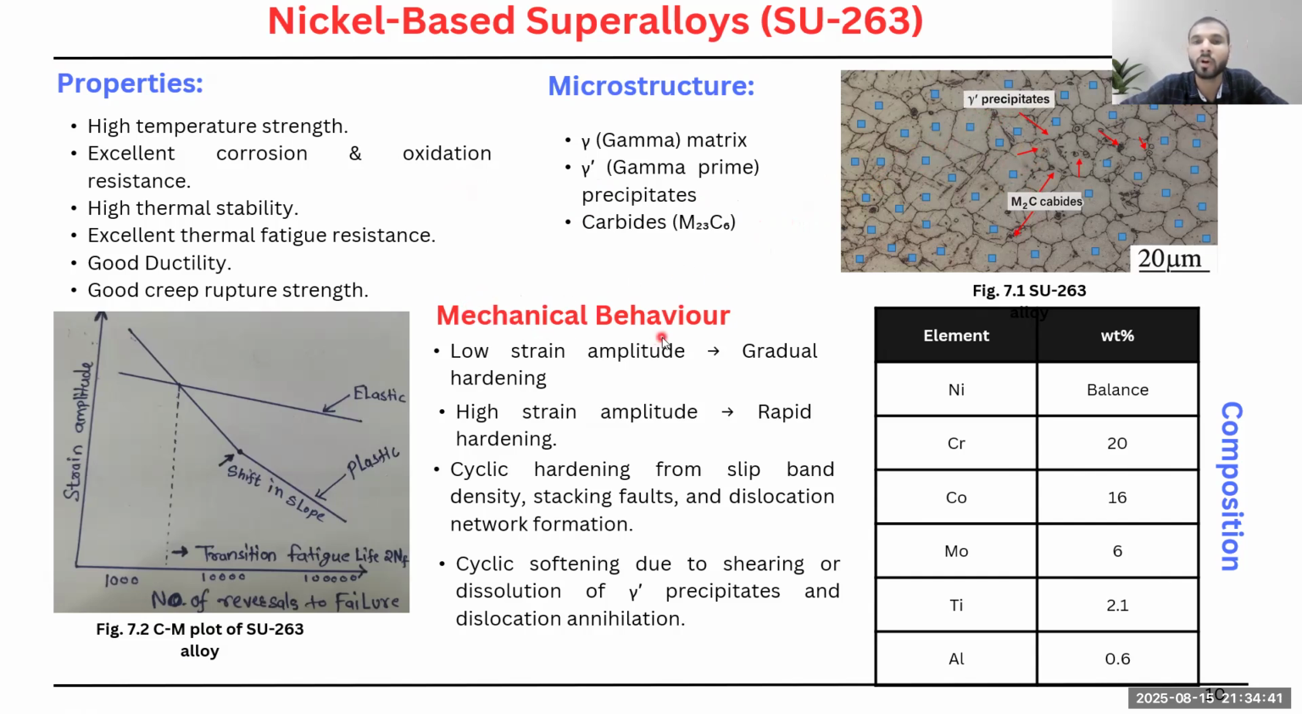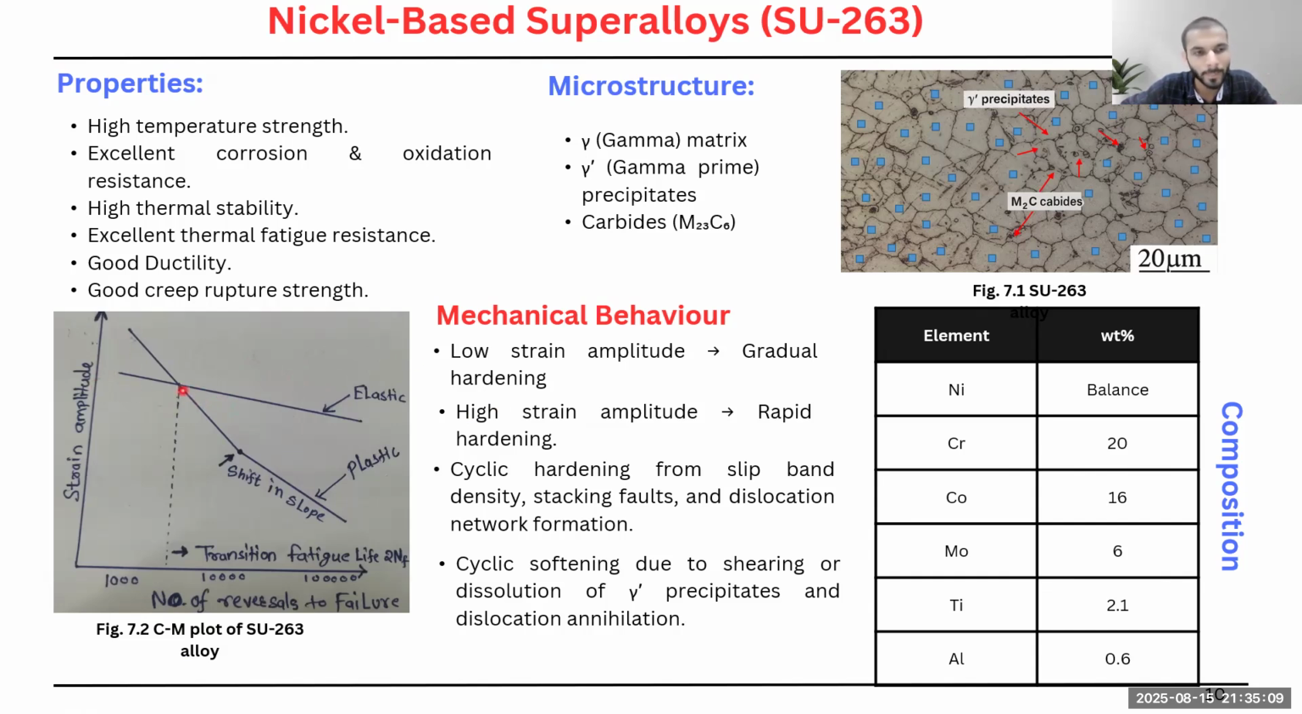Now let's talk about the mechanical behavior of this material. So at low strain amplitude, gradual hardening takes place, and at high strain amplitude, rapid hardening takes place. Now, you can observe here this plot, which is nothing but the CM plot. CM stands for Coffin-Manson plot. It is a way of presenting low cycle fatigue.